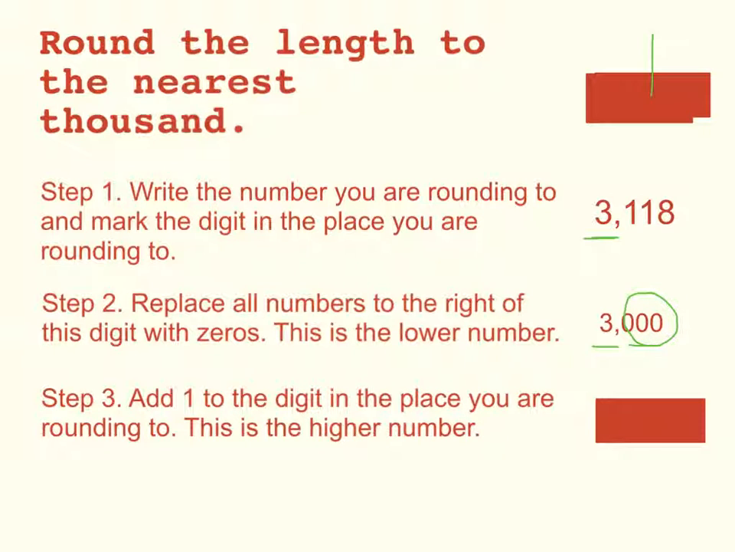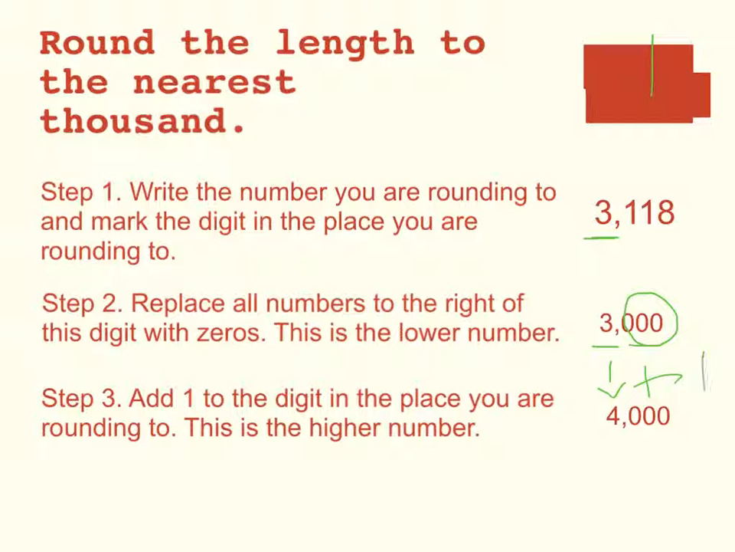The next step is to add a 1 to the digit in the place you are rounding to. If you notice, I have taken a 3, I've added 1, and it has now become a 4. The digits behind still stay zeros. This is the higher number.